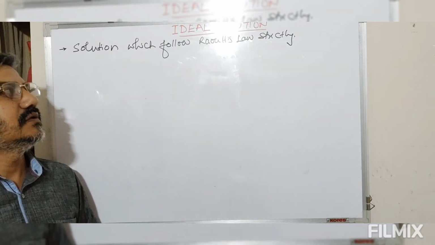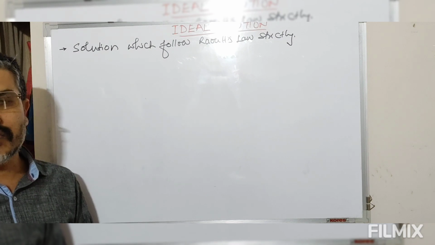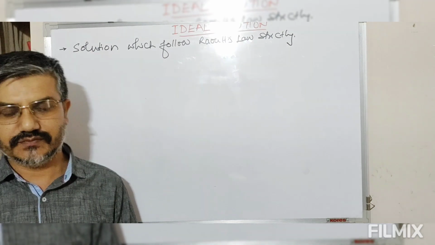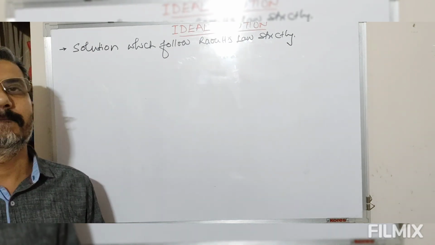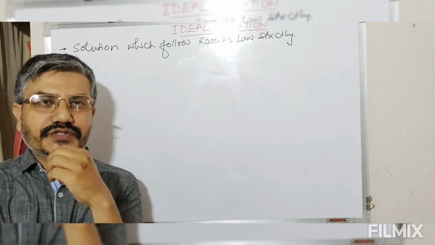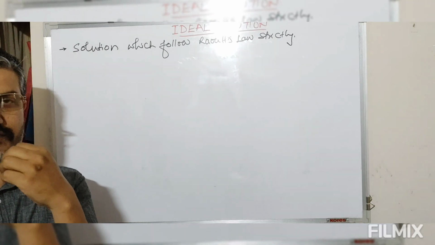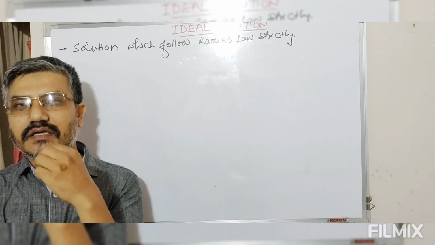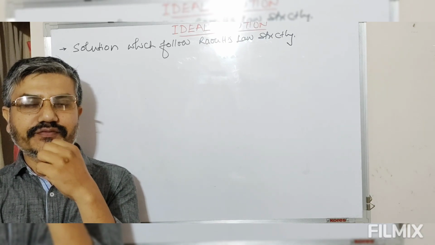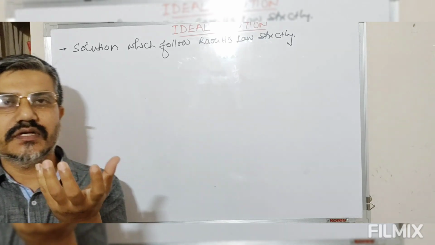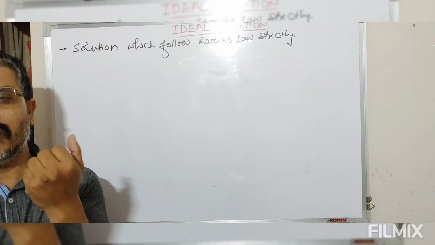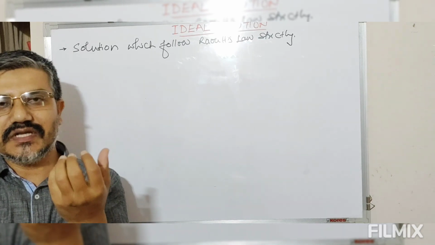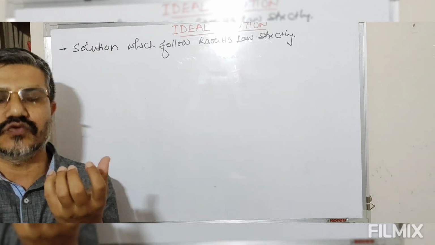Now we will focus on the ideal behavior of the solution. Why does this solution follow Raoult's law? Now the condition is, we have a combination of solute and solvent in the mixture. For a solution to be ideal, the two components have almost similar shape, almost similar size, and nearly or almost similar intermolecular interactive force.